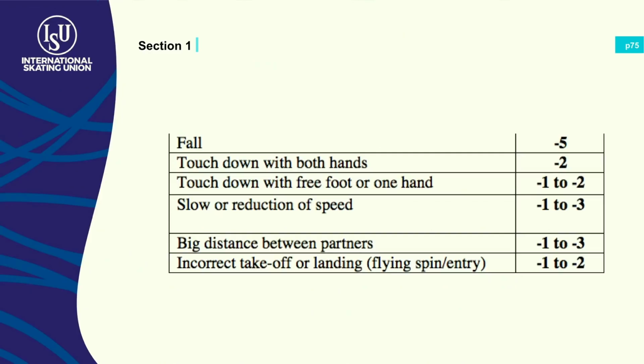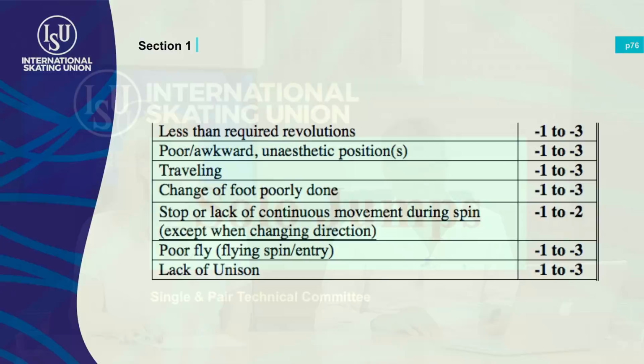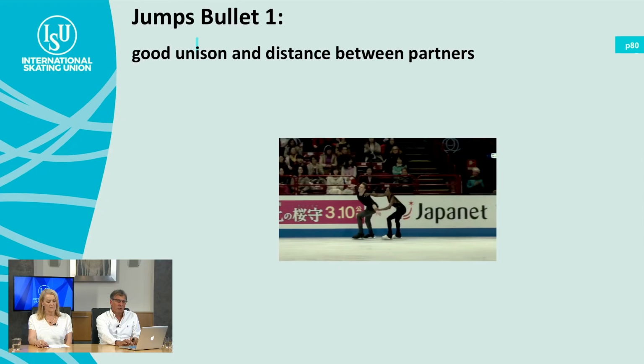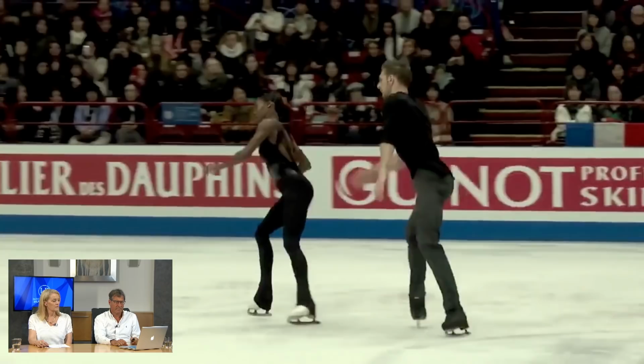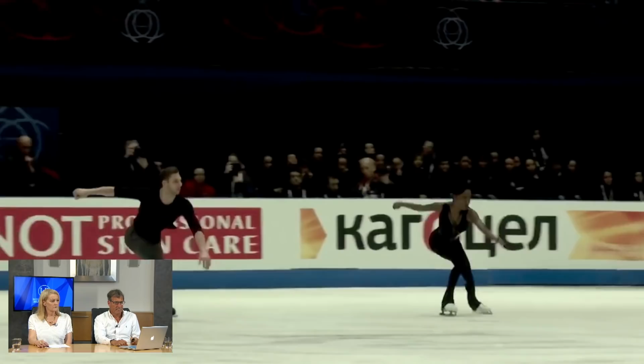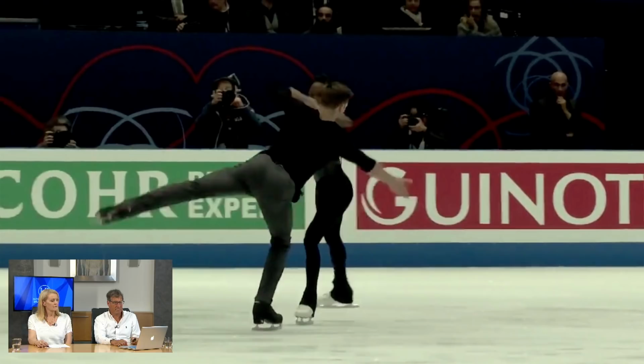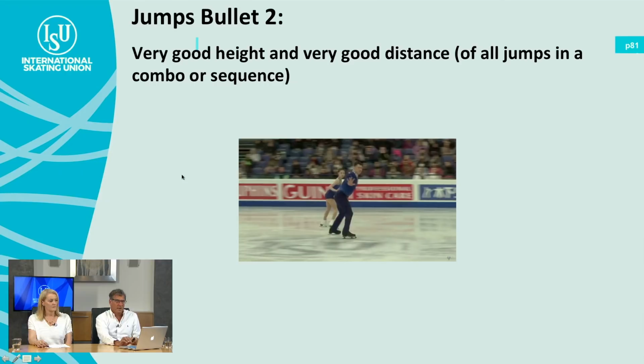And then we have the reduction chart. Okay, so now we can pass to the solo jump. Here again are all the bullets. Bullet number one is good unison and distance between the partners. Bullet number two is very good height and very good distance of all jumps and in jump combination.